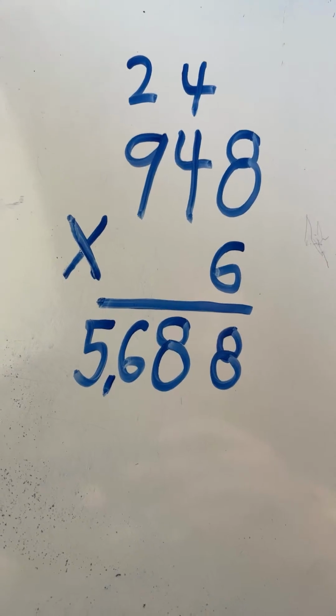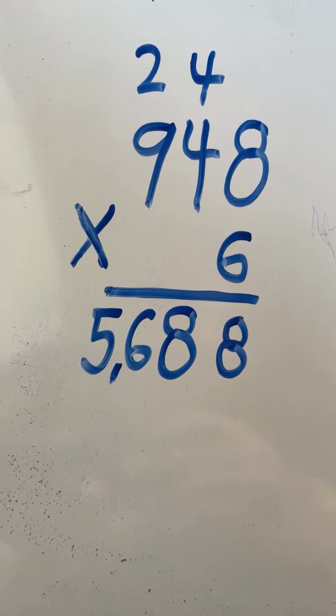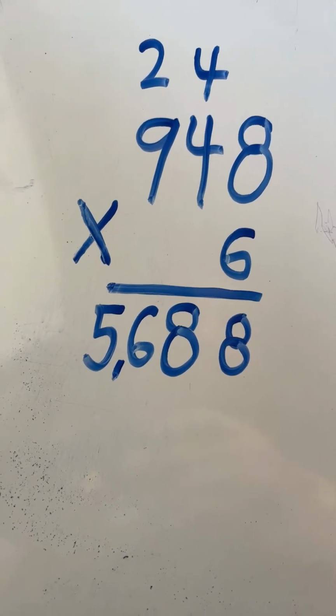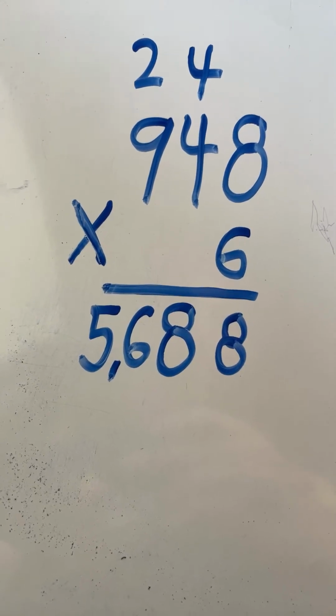And we have our final answer. 948 times 6 equals 5,688. All right, that is my video for today.